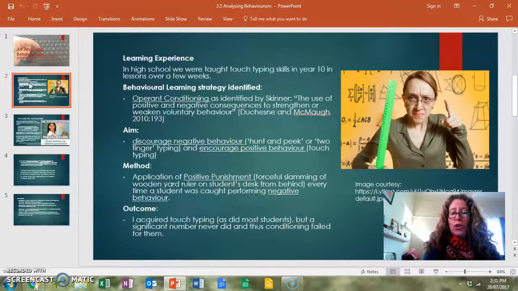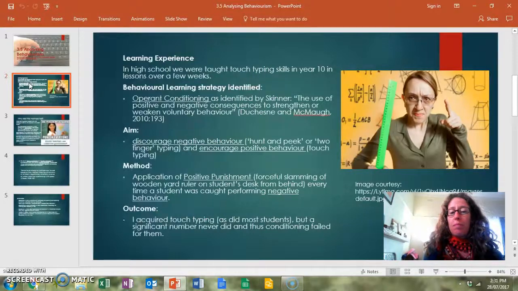The teacher used a behavioural learning strategy called operant conditioning, which was identified by Skinner for the first time, which is the use of positive and negative consequences to strengthen or weaken voluntary behaviour. That's the definition by Duchesne and McMaugh in 2010.